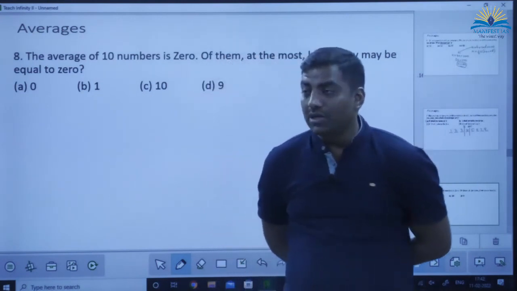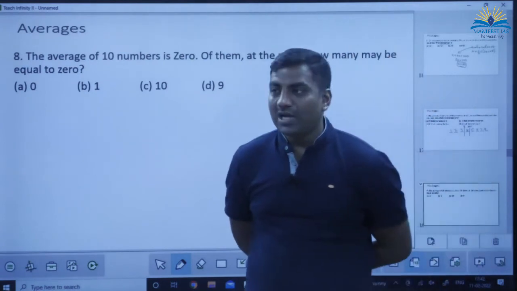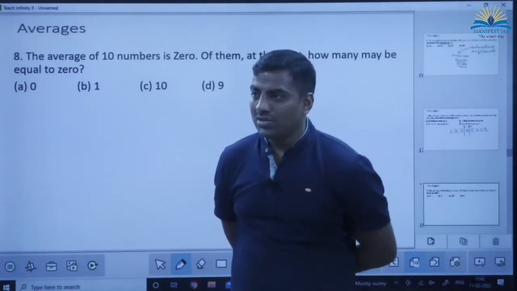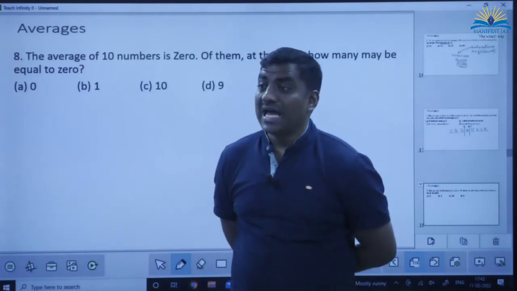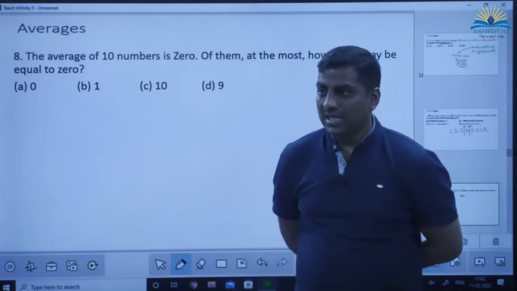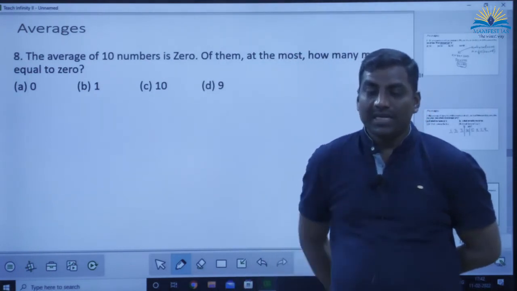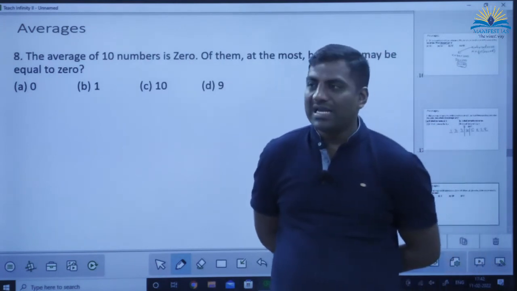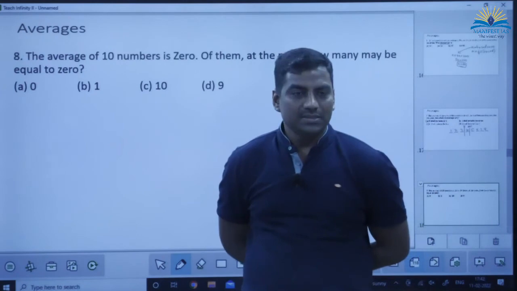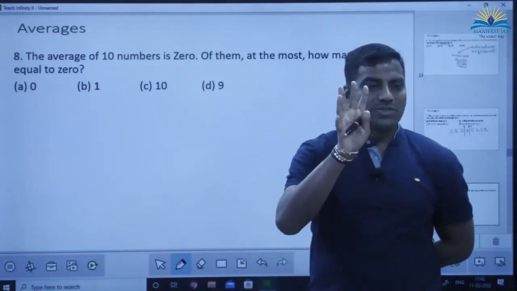Think of this extremity, negative numbers. If you take all 10 numbers as negative. So, there can be 9 positive numbers, yes, and 1 negative number. Think of other extremity. Can there be 9 negative numbers? Yes. There can be 9 negative numbers and 1 positive number.